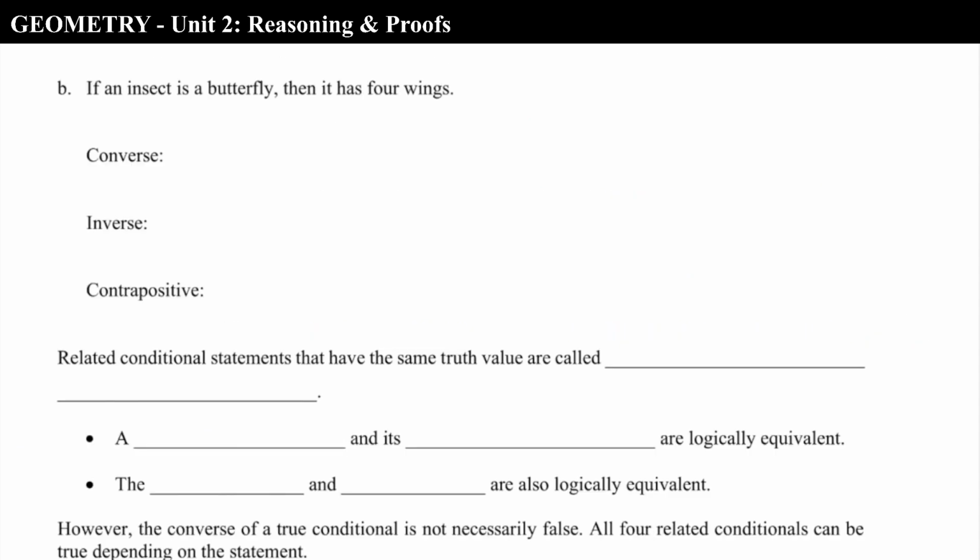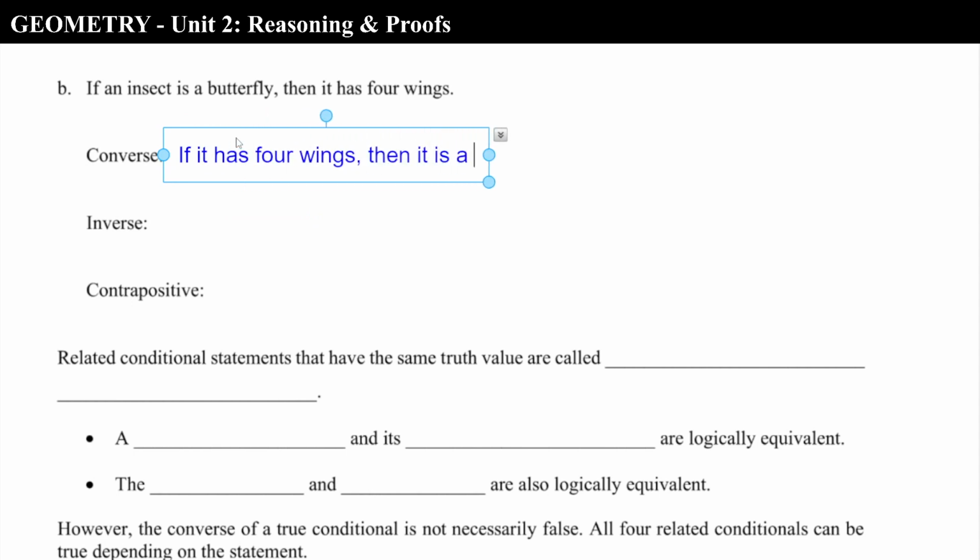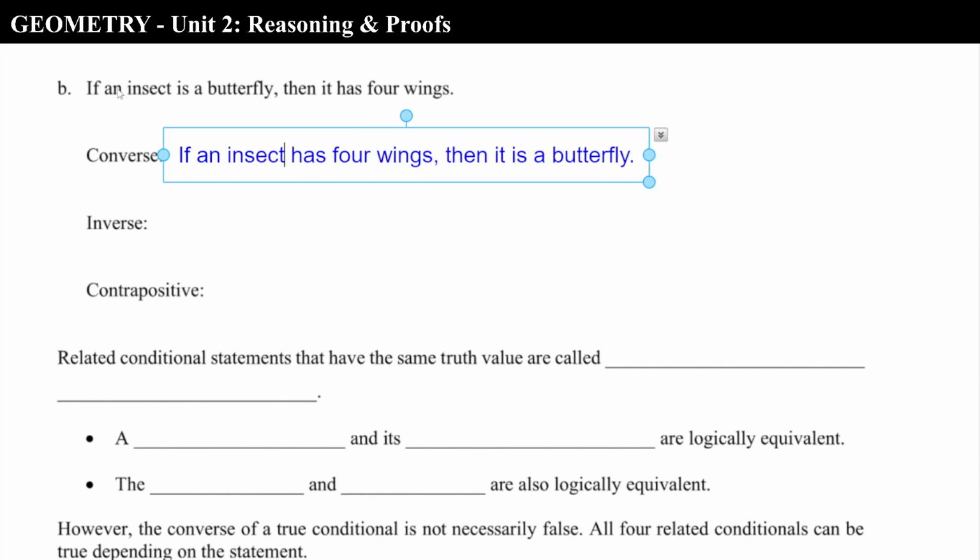So let's talk about if an insect is a butterfly, then it has 4 wings. Well, let's write the converse of that. Remember, a converse, we flip the statement. So if it has 4 wings, then it is a butterfly. And more specifically, if an insect has 4 wings, because we are specifically talking about insects here.